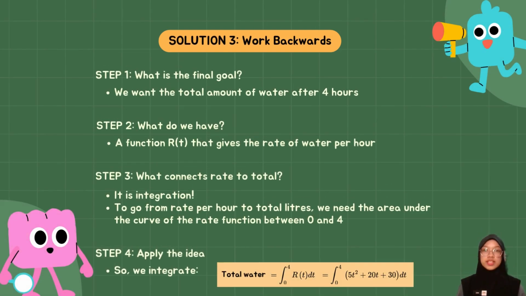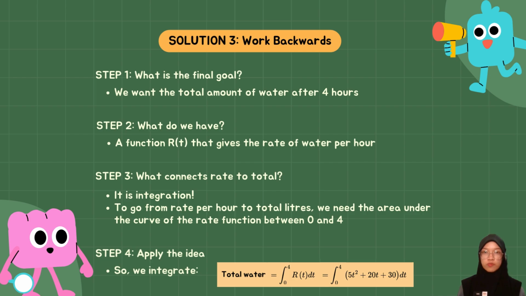We also can use another solution to solve this problem, which is we use the work backwards solution. So step 1, what is the final goal? We want the total amount of water after 4 hours. Step 2, what do we have? We have a function rate that gives the rate of water per hour. So step 3, what connects rate to total? It is integration. To go from rate per hour to total liters, we need the area under the curve of the rate function between 0 and 4.